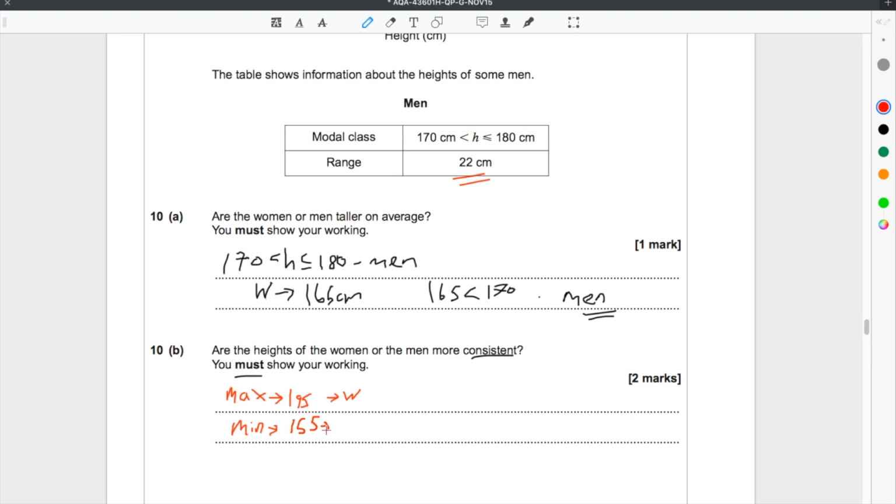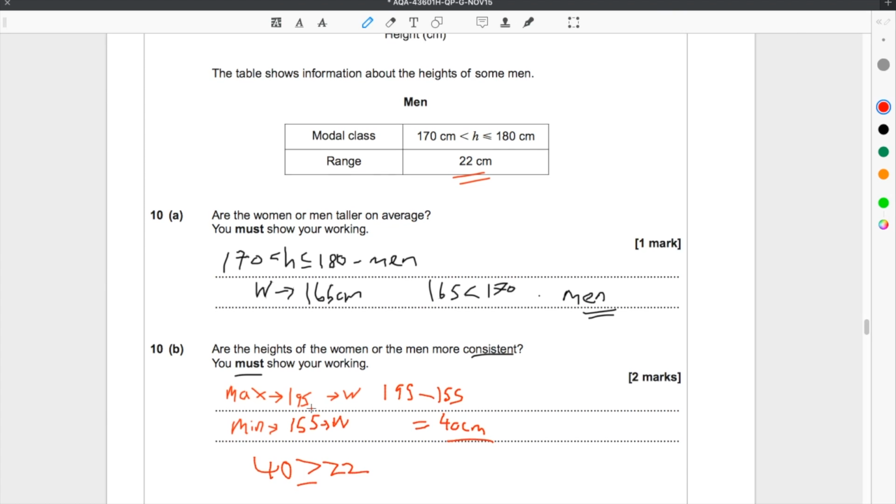And that's for women. And the range is just the maximum minus the minimum. So 195 minus 155. We type that in on our calculator just to make sure. And we get, yep, that's 40 centimetres range. So clearly the range for the women is greater than the range for the men. 40 is greater than 22.